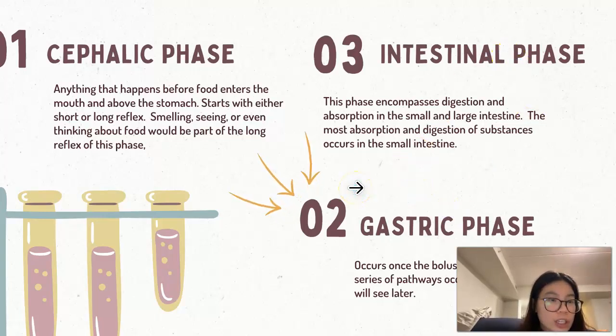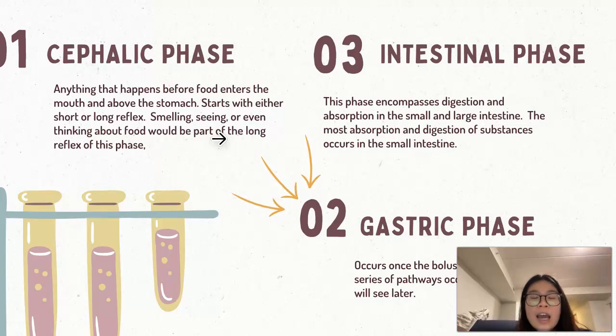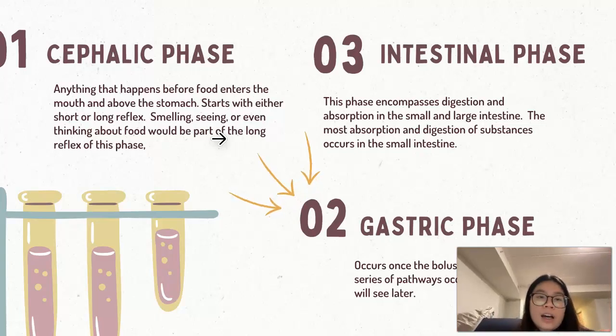The first phase of digestion is the cephalic phase, and in this phase, chemical and mechanical digestion is occurring at the oral cavity, and the oral cavity includes the pharynx and the mouth. Anything that happens from before food even enters the mouth to anything that happens above the stomach would be counted as part of the cephalic phase. It starts with either a short or a long reflex, relating to the vagus nerve for the long reflex, and it could include smelling, seeing, or even thinking about food, which would be part of the long reflex of the phase.